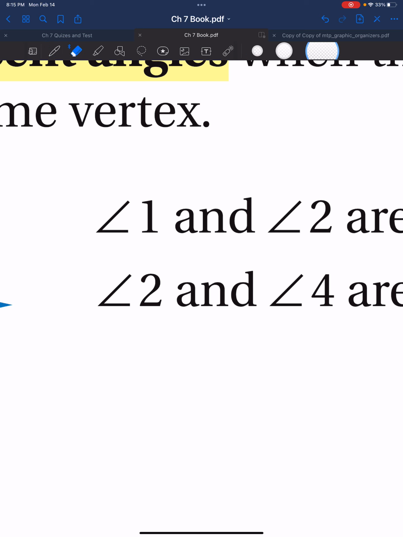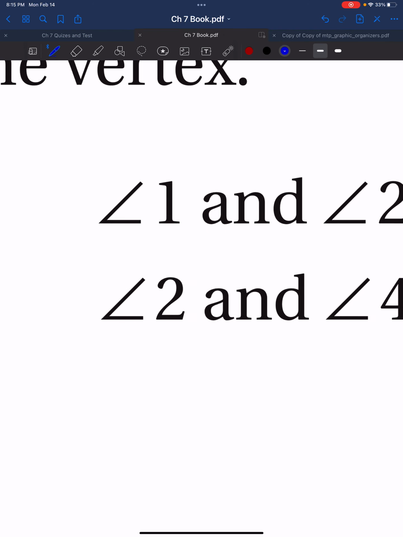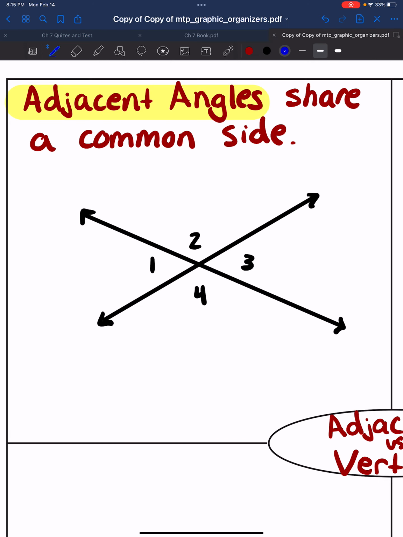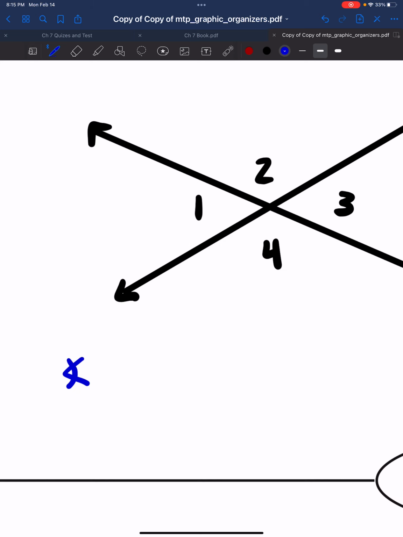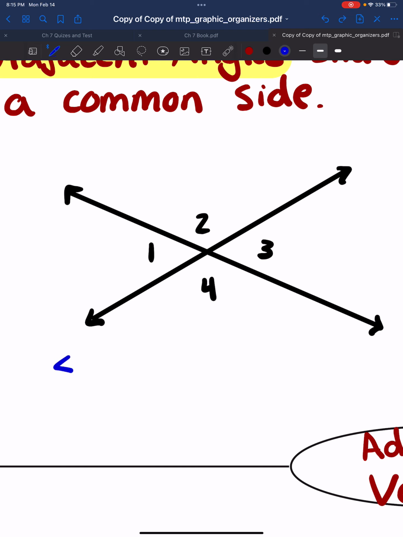So how I want you to write angle is not similar to how the book does it. I want you to do it like this. Angle with a little arc in the center. That way it very clearly looks like an angle with an arc and not an L or a less than sign. So I will say angle 2 and angle 3 are adjacent.